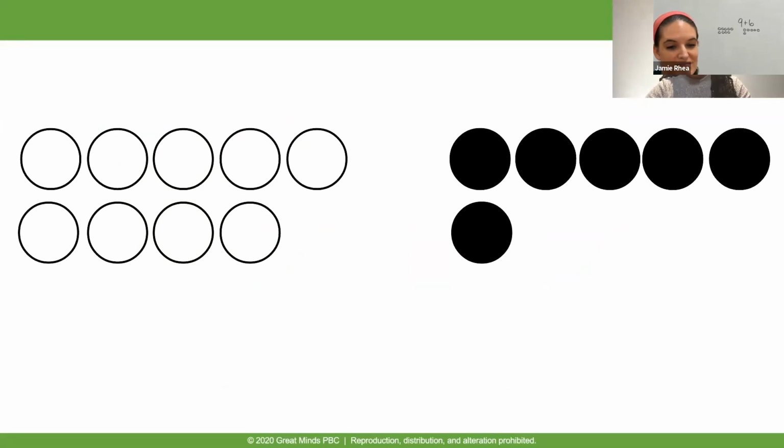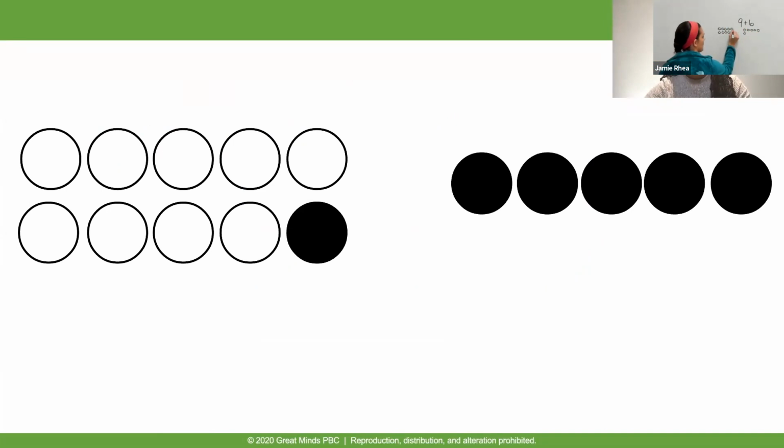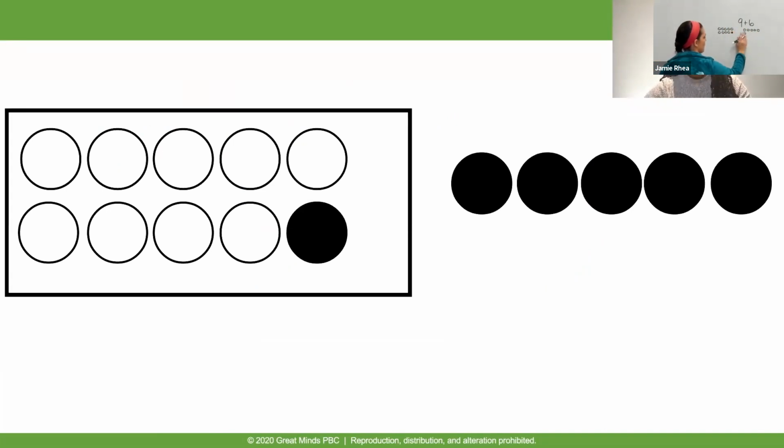How can we make 10 with the numbers that we have in front of us? Can we move 1 from the 6 over to the 9 to make 10? That's right. We can move 1 over to our pile of 9, like this. I'm going to put a frame around it because we just made 10. Yes, we just made 10.